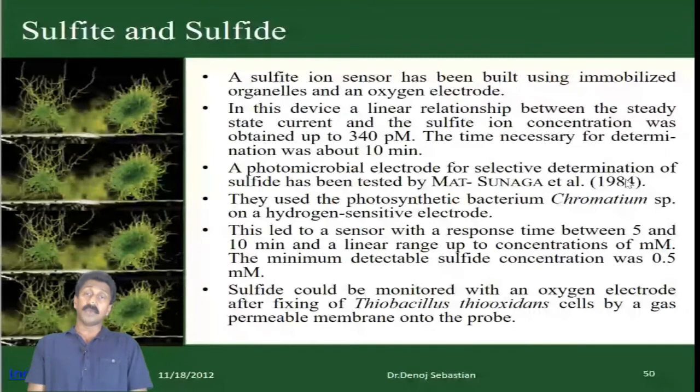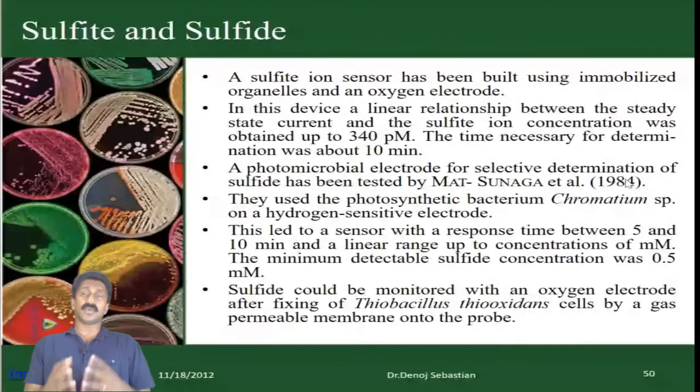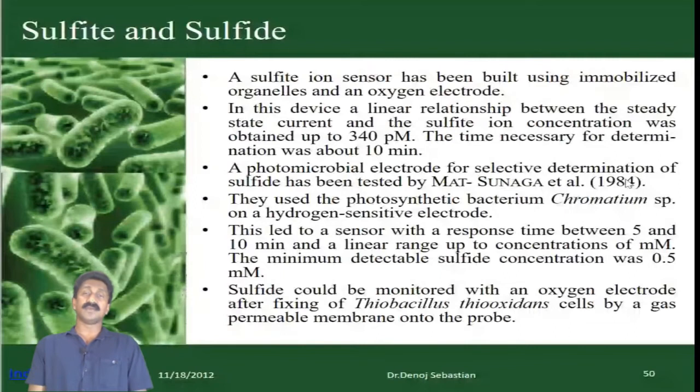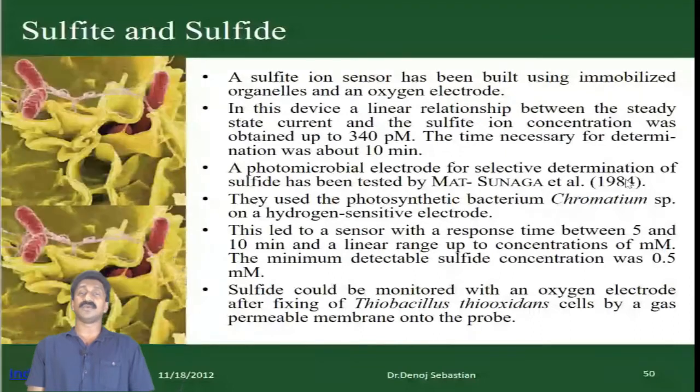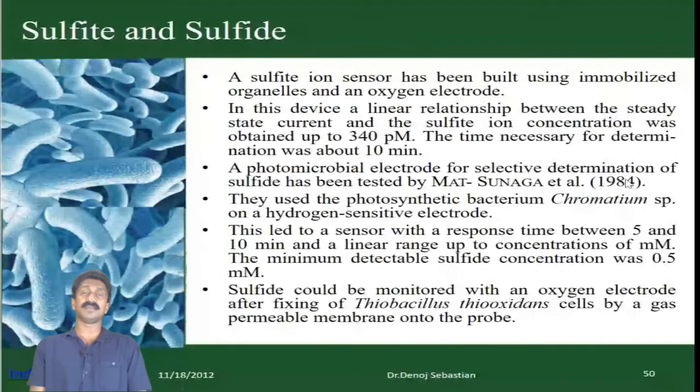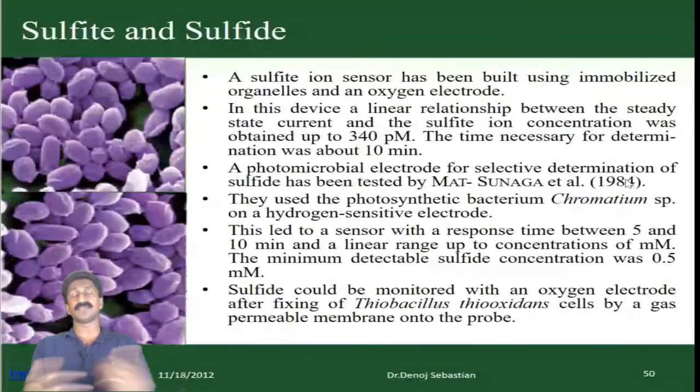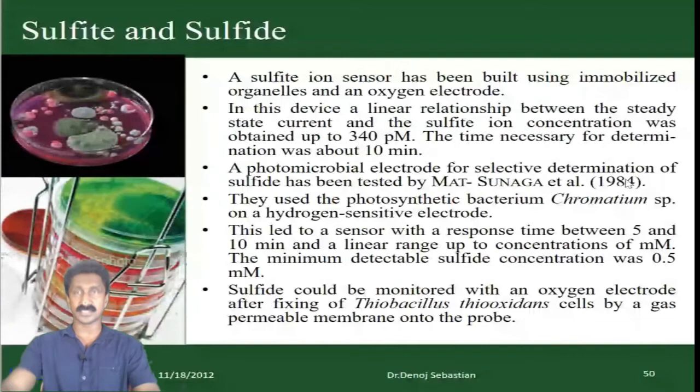Then sulfide could be monitored with an oxygen electrode after fixing of Thiobacillus thiooxidans cells by a gas permeable membrane onto a probe. So there is another example, the use of Thiobacillus thiooxidans, which is fixed to a gas permeable membrane, and that system can be used for detection of sulfide.